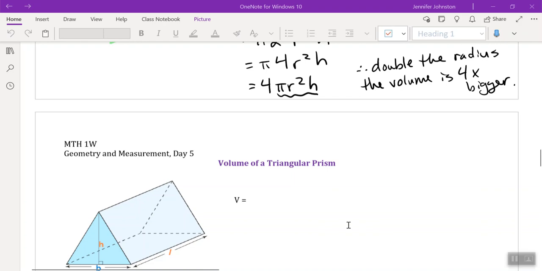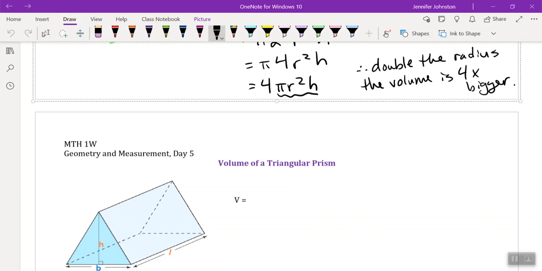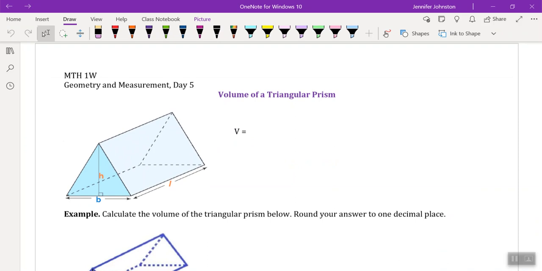Alright, welcome back. This is our second video of the day and we're going to continue this lesson. Right now we're looking at the volume of a triangular prism.